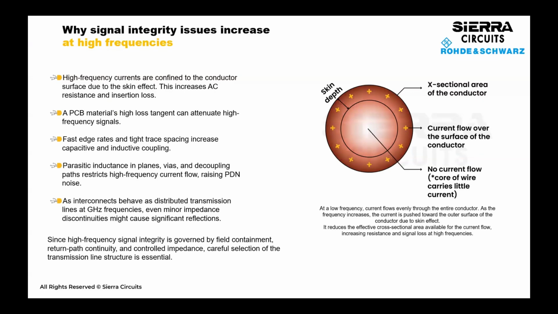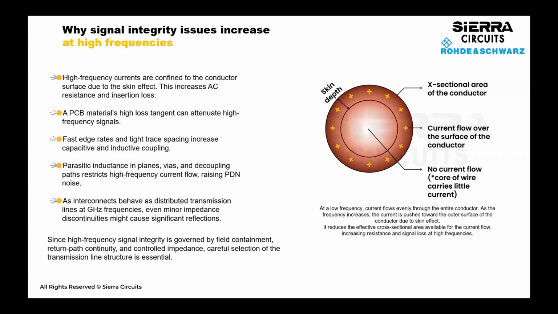So the fundamental question: why do signal integrity issues increase at high frequencies? There are five significant reasons. High frequency currents are confined to the conductor surface due to the skin effect, and that's what we're trying to indicate in this image. And this increases AC resistance and insertion loss.